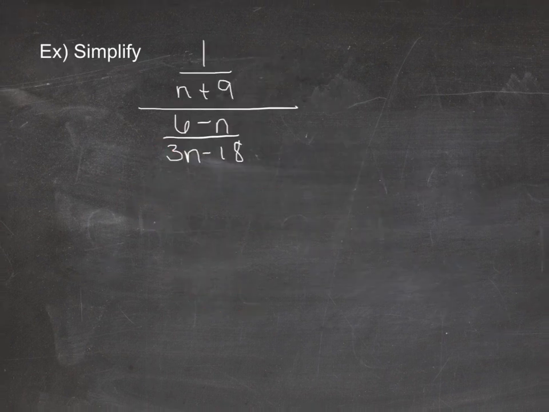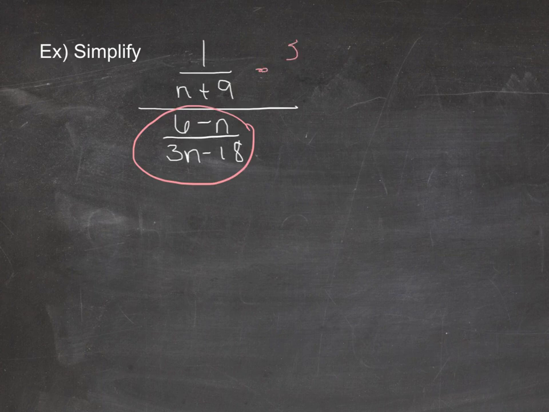Okay, so this one I have a compound fraction. I have 1 over n plus 9, all over 6 minus n over 3n minus 18. The first thing I want to do is, when I'm dividing fractions, remember you want to flip the second one, the bottom one, and then multiply by it. So I'm going to take this up here and multiply by 3n minus 18 over 6 minus n. So I flip the bottom fraction and I multiply.